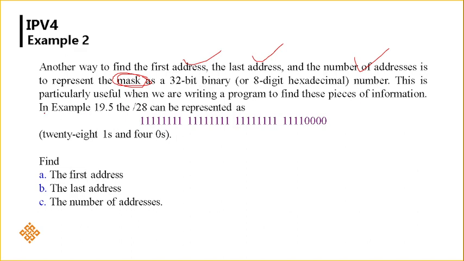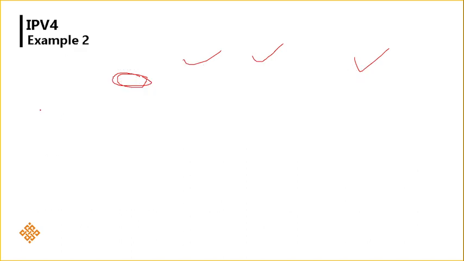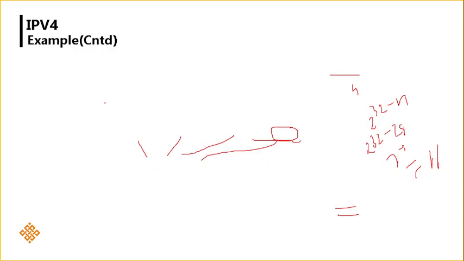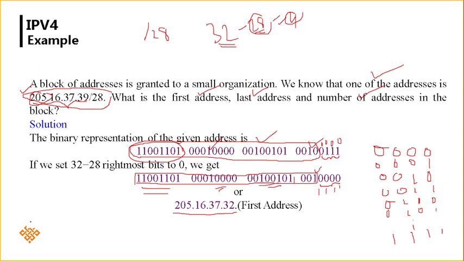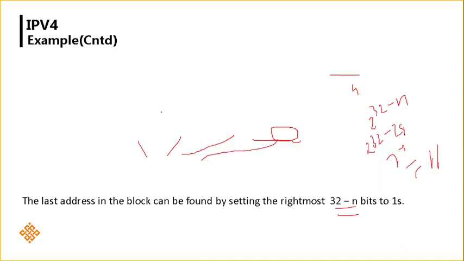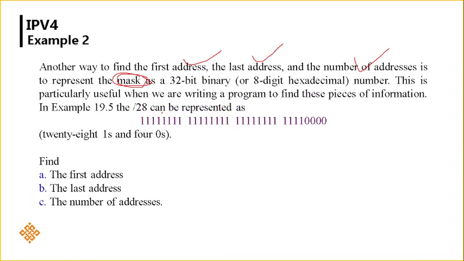Okay, let's see. I will take the same example, the same block of addresses. This one, 205.16.37.39/28. This we need now. This is very important, slash 28. So I have taken the same block. So this is slash 28, which can be represented as a mask.